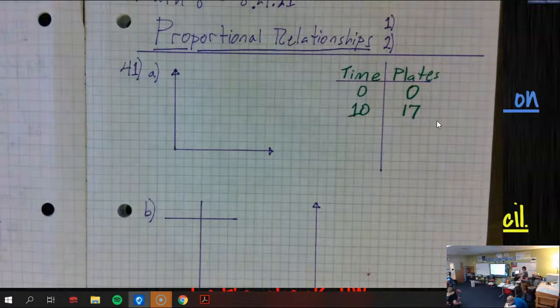Parvin, this is all the information you need. Parvin helps her mother clean dishes. If it takes her 10 minutes to clean 17 plates, how many plates can she clean in various amounts of time? Because we can say, okay, 20 minutes, okay, 30 minutes.